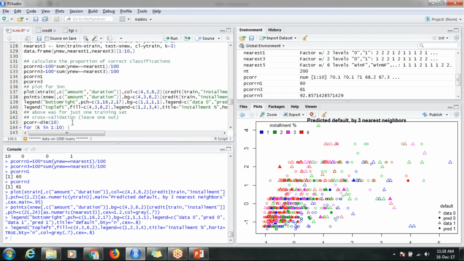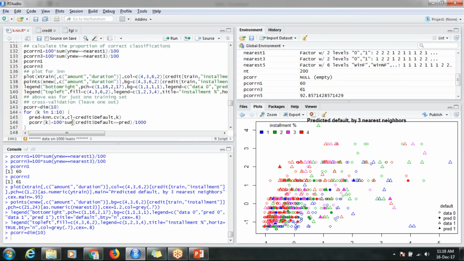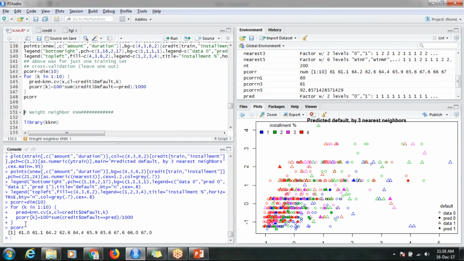So here also let us try to do a cross validation and see what is the optimum value of K, or the best value that we should choose. So here 61, 61, 64 for a value of 3, 62, 64 again for 5, 65, 65, no, 67, 66, 67. So here we are getting a better value. This is the value of 8, for which we are getting the highest value. So this was all about K nearest neighbor.